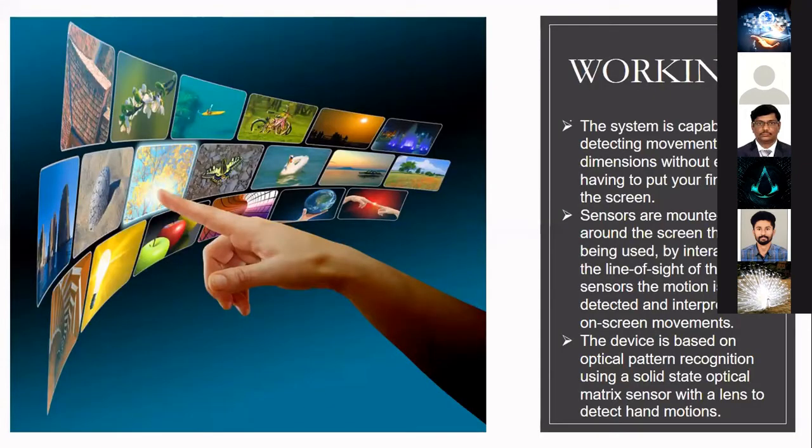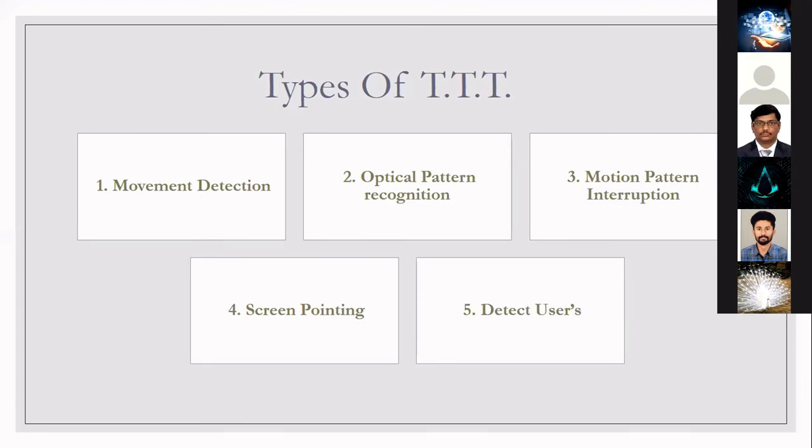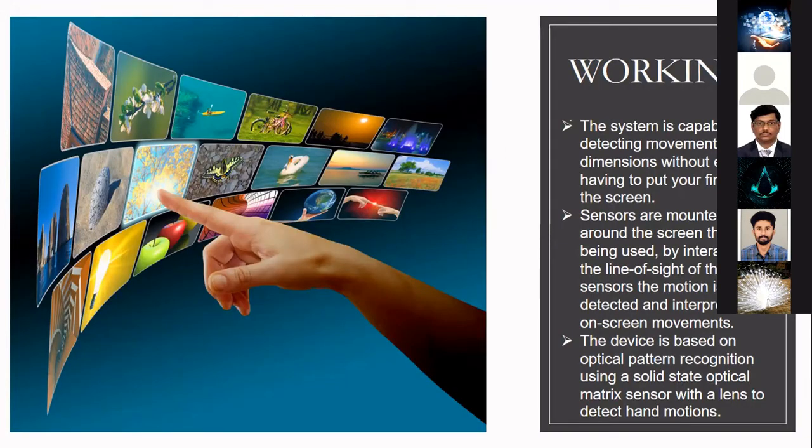And this is the working process of touchless touch screen technology. The system is capable of detecting movement in three dimensions without ever having to put your fingers on the screen. Sensors are mounted around the screen that is being used, interacting in the line of sight of the sensor. The motion is detected and interpreted onto the screen. As I already told you, these are all the things which come under this working process.